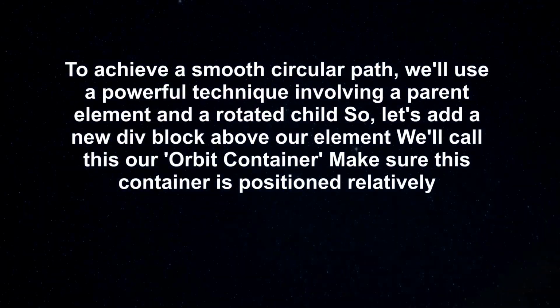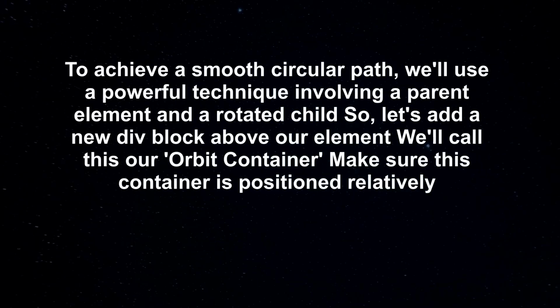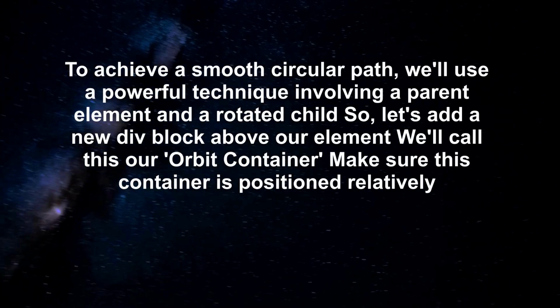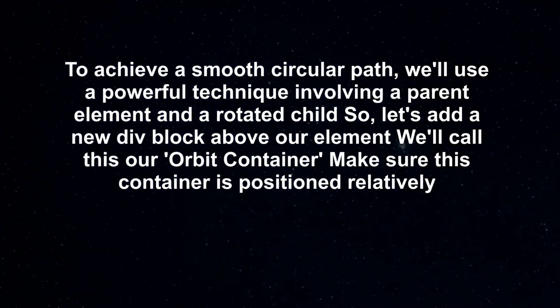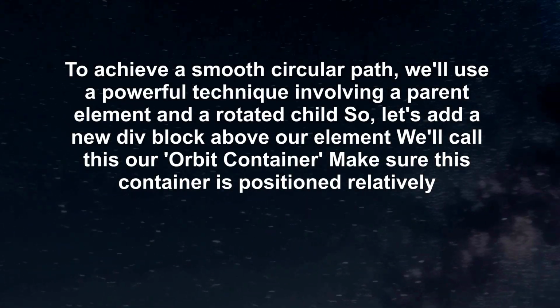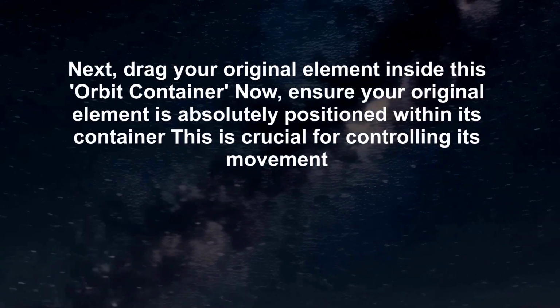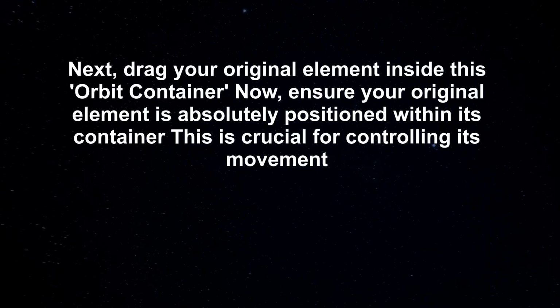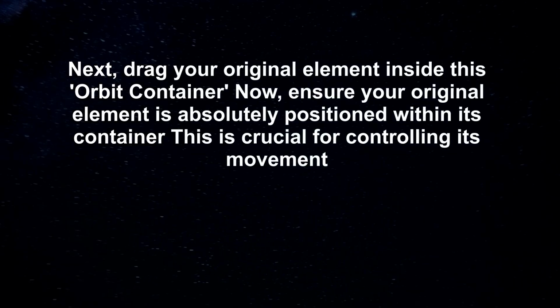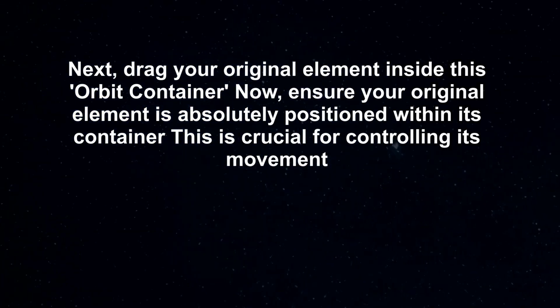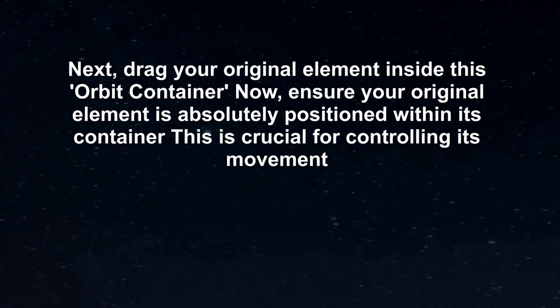To achieve a smooth circular path, we'll use a powerful technique involving a parent element and a rotated child. So, let's add a new div block above our element. We'll call this our orbit container. Make sure this container is positioned relatively. Next, drag your original element inside this orbit container. Now, ensure your original element is absolutely positioned within its container. This is crucial for controlling its movement.